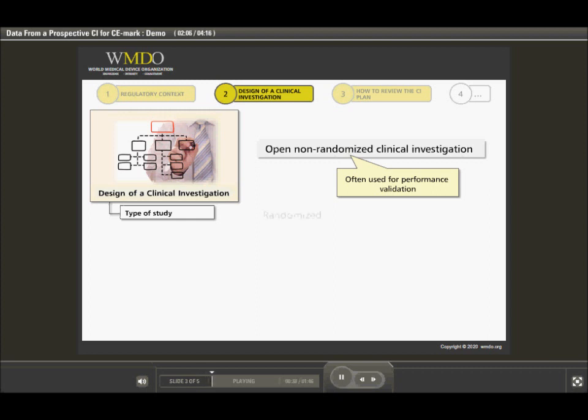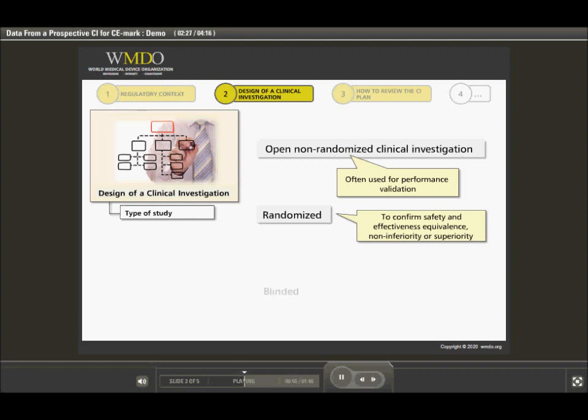A randomized control study will compare the new medical device to an existing known product or treatment, which can be another device, a drug, or another type of treatment. For example, a surgical intervention. Randomized studies are used to confirm endpoints on safety or effectiveness. We will see how further on.